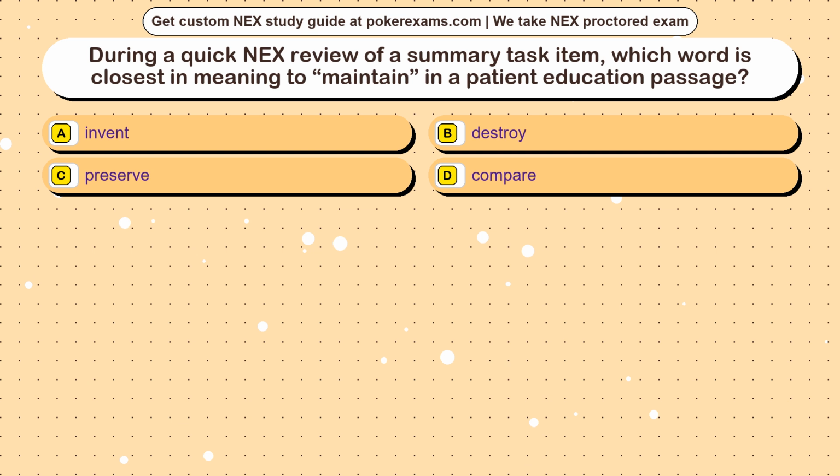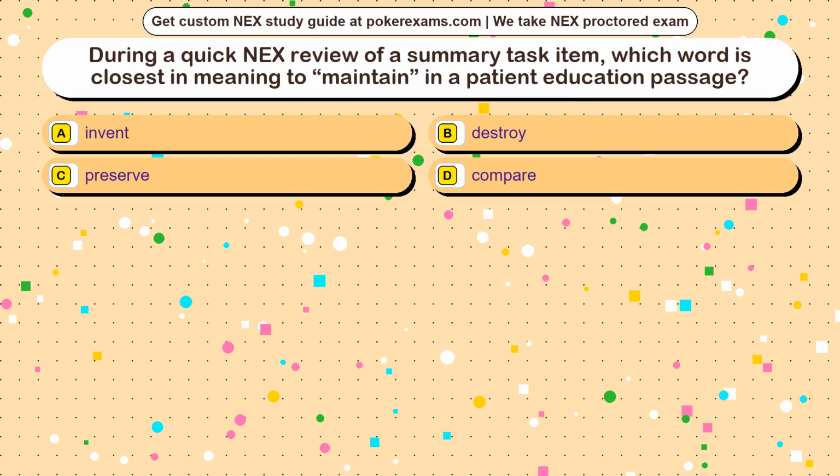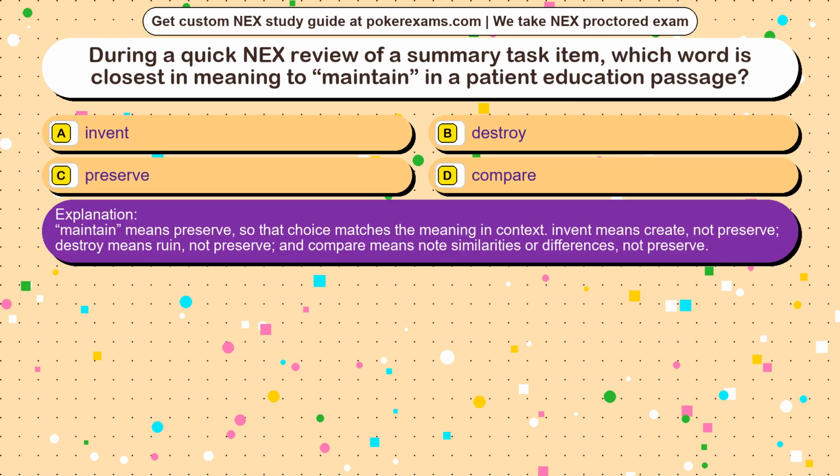Question 2. During a quick review of a summary task item, which word is closest in meaning to maintain in a patient education passage? Option A, invent. Option B, destroy. Option C, preserve. Option D, compare. The correct answer is option. Maintain means preserve, so that choice matches the meaning in context. Invent means create, not preserve. Destroy means ruin, not preserve. And compare means note similarities or differences, not preserve.